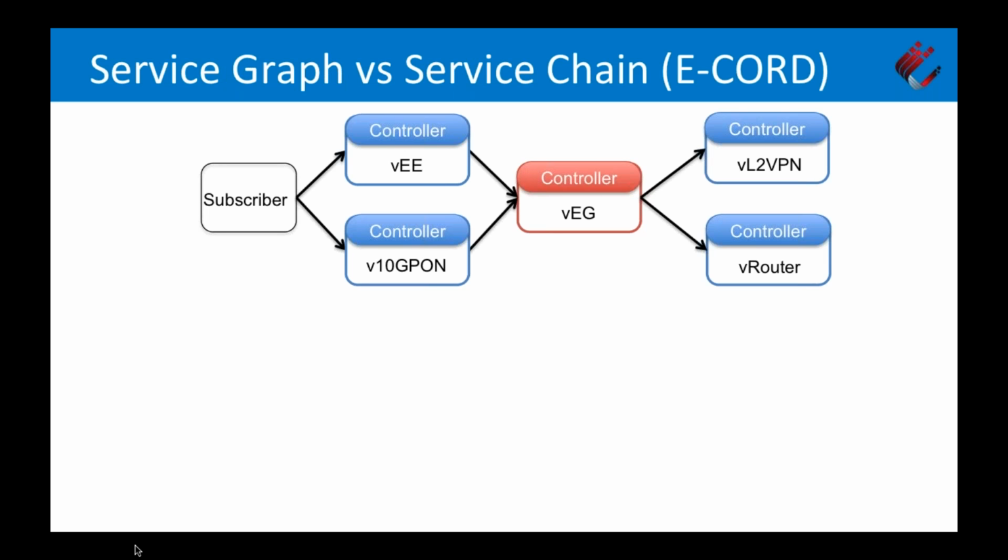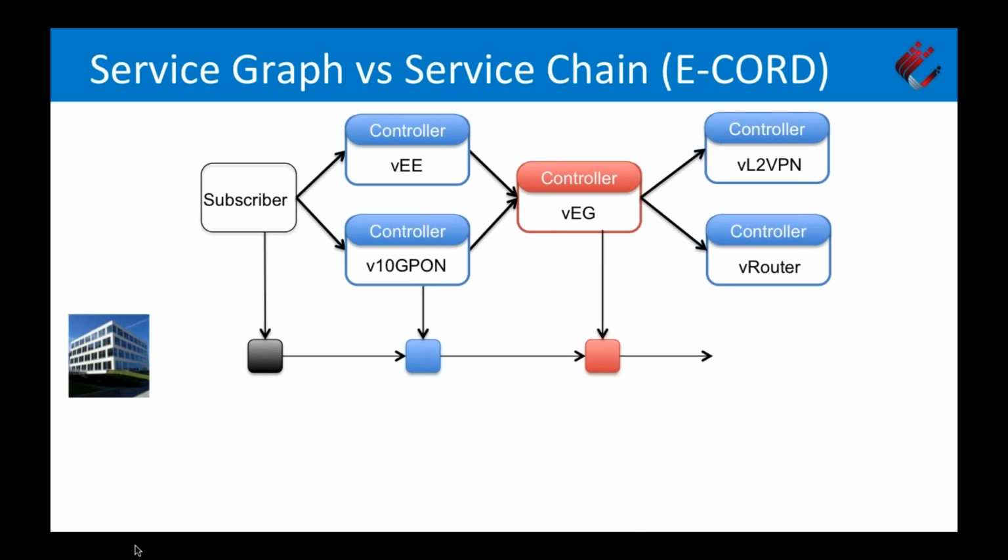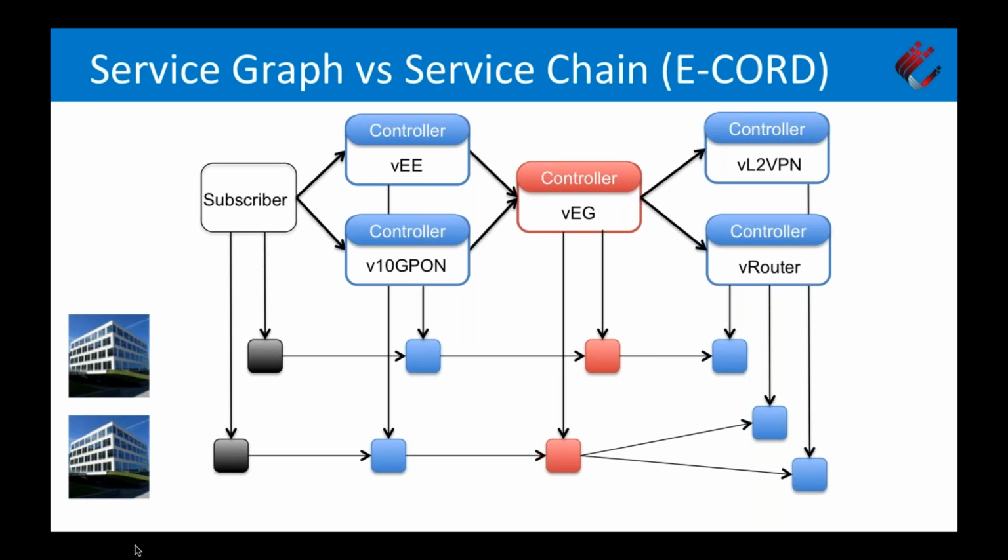Just real quickly, because this is taking longer than I intended, this is an eCORD call graph. I just want to point out that one enterprise might come up and get one particular service instance graph across that. I made this up: I got 10 GPON and Ethernet as my two connected access devices, and I've got a vRouter and an L2 VPN going out. This might be what I get, and your enterprise might get something different. So I'm getting one of these service chains, if I want to use that term, which is the instantiation of a service graph on behalf of a particular user.